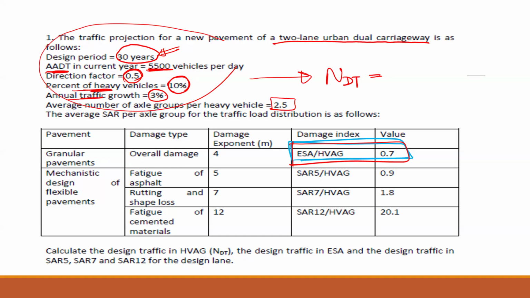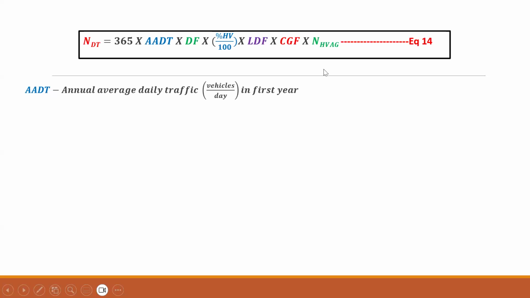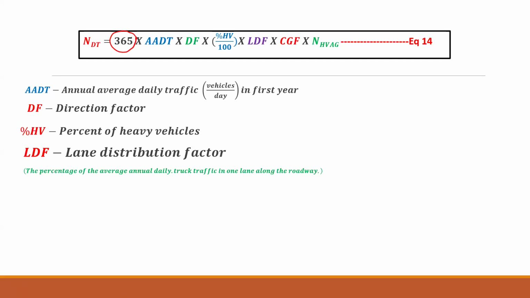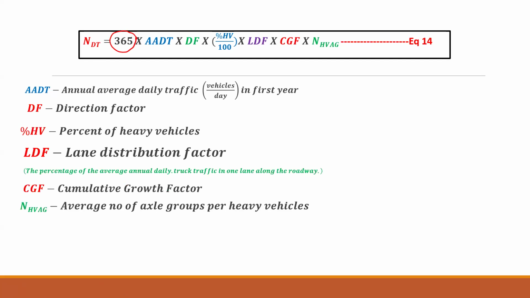To find the NDT, we have an equation. So that equation is this. You can put the numbers in this equation and find it. So let's see what they are. AADT means annual average daily traffic. To make it for the whole year, you need to multiply by 365, am I right? DF is the direction factor, then percentage heavy vehicles, and lane distribution factor, LDF. The cumulative growth factor is CGF, and NHVAG is the average number of axle groups per heavy vehicle. Okay, so what are the things we know from the question? Which ones do we know?